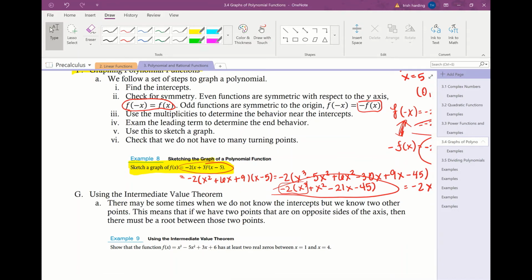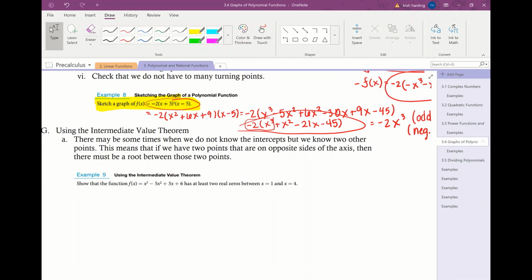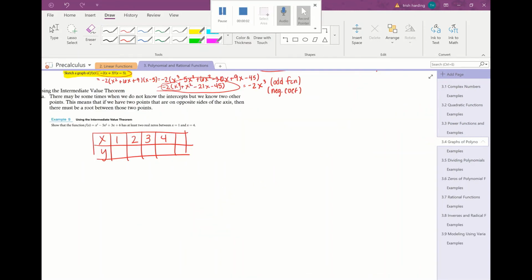Okay. So using the intermediate value theorem, there may be some times when we maybe don't know the intercepts, but we do know values that are on different sides of the axis. And of course, we can say it has to cross the axis, so it has to have 0 between those points. So what we're going to do here is build a table. So we're going to have x and y, and we know there's a 0 between 1 and 4. So I'm just going to stick with these.